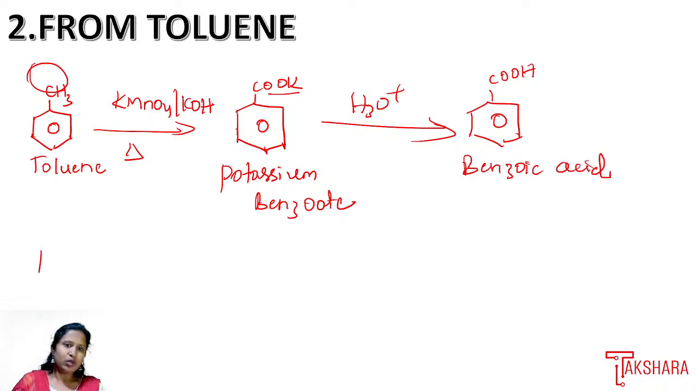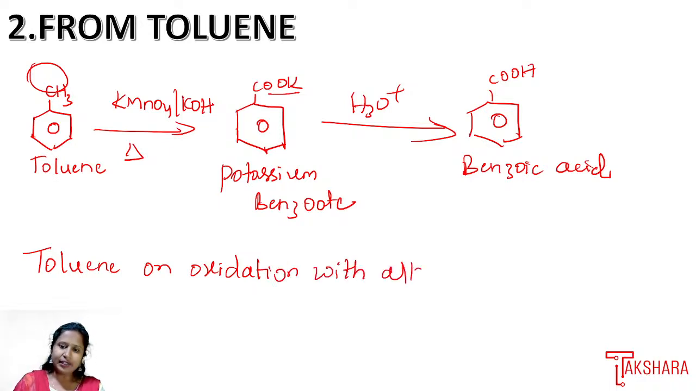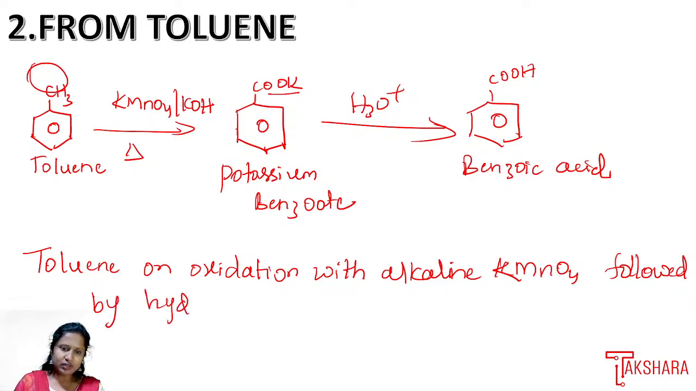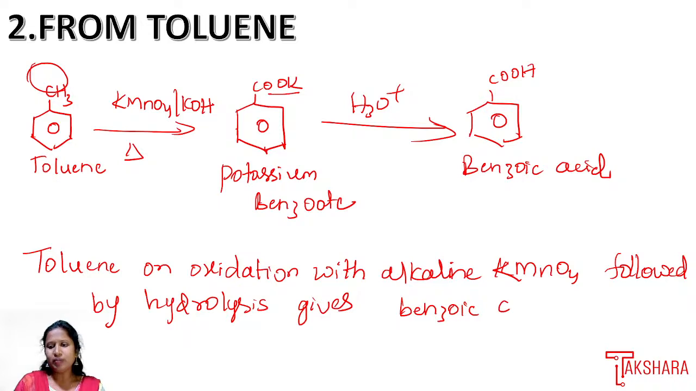So toluene on oxidation with alkaline KMnO4 followed by hydrolysis gives benzoic acid. So what product do we get? Benzoic acid. This is the preparation of carboxylic acid by using toluene.